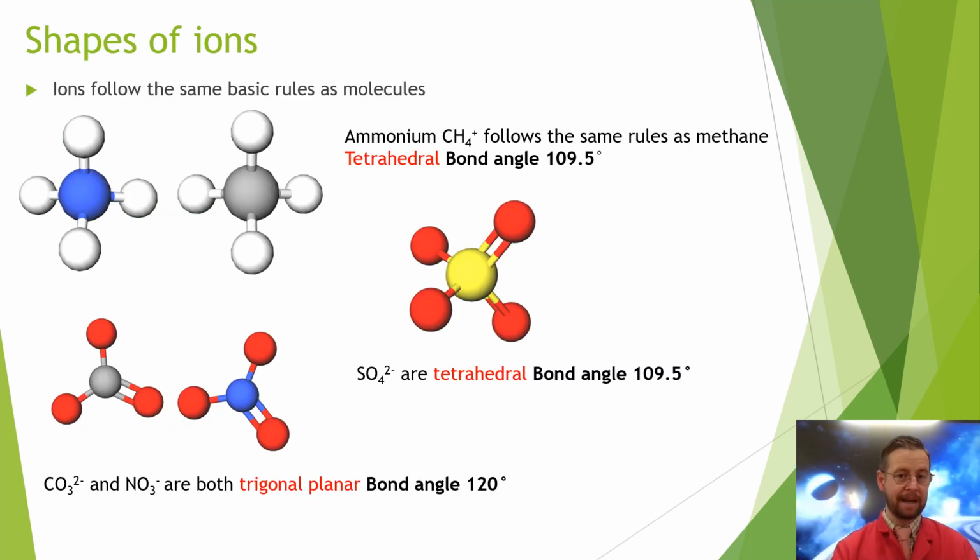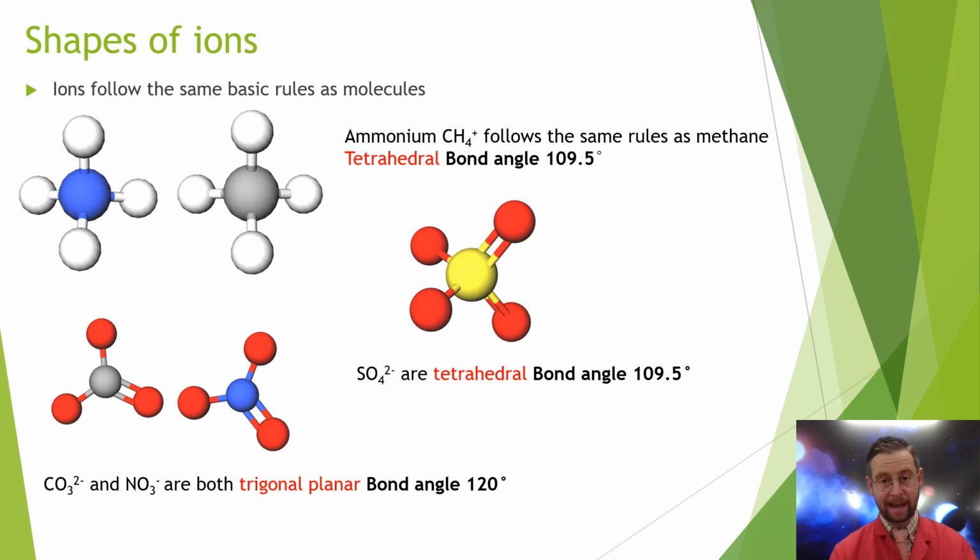Whether or not you have a single or a double bond, it doesn't matter. Whether or not you're an ion or an atom, it doesn't matter. Whether or not you've got dative covalent bonding or regular covalent bonding, it does not matter. These basic shapes and these bond angles are going to be the same. For example, methane and ammonium, CH4+, are going to have exactly the same tetrahedral shape. Though the atoms might be bigger or smaller because they're actually bigger or smaller atoms, the actual shape and the bond angle of 109.5 is the same.